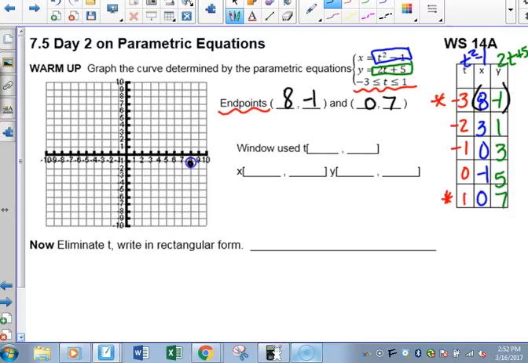So if we go 8, -1, 3, 1, 0, 3, where am I at? -1, 5, and 0, 7. It kind of went like a candy cane that's fallen over or something here, right? It's going in this direction. It's a piece of a parabola.